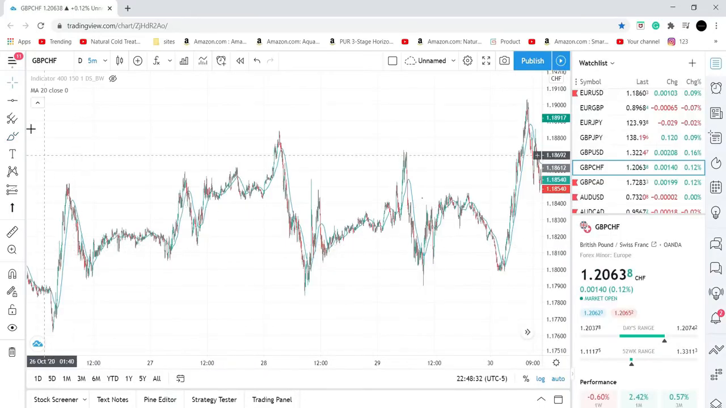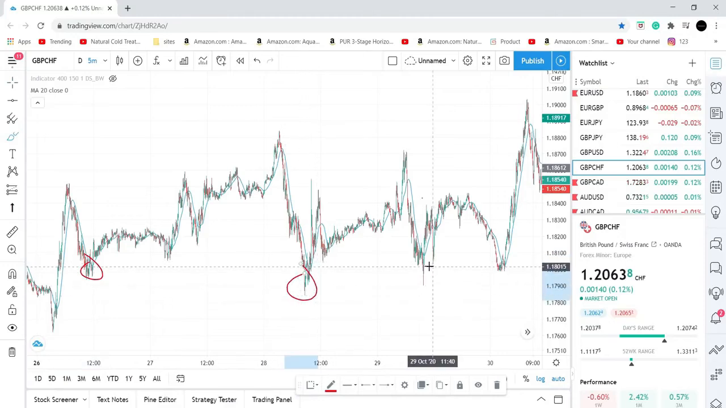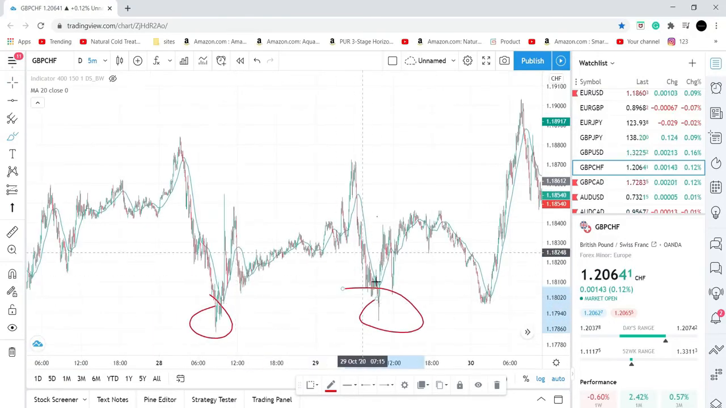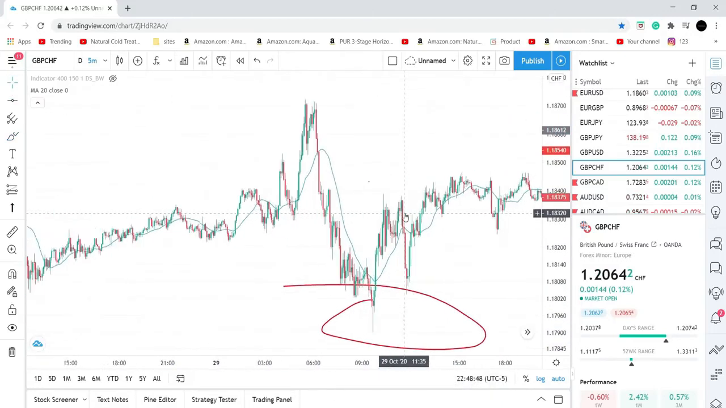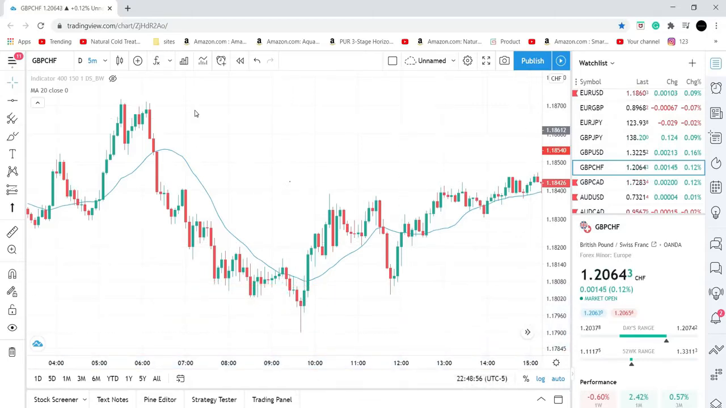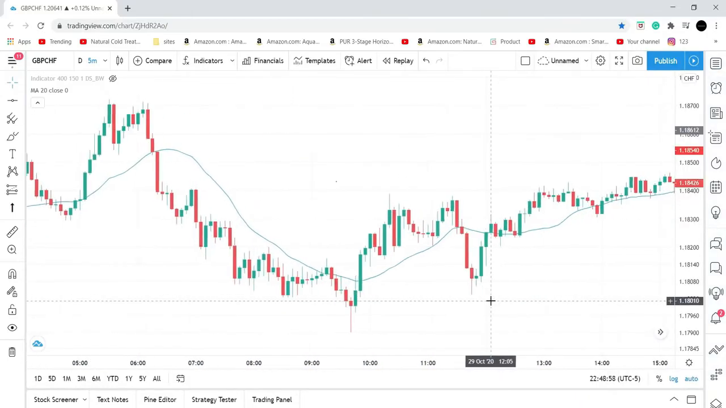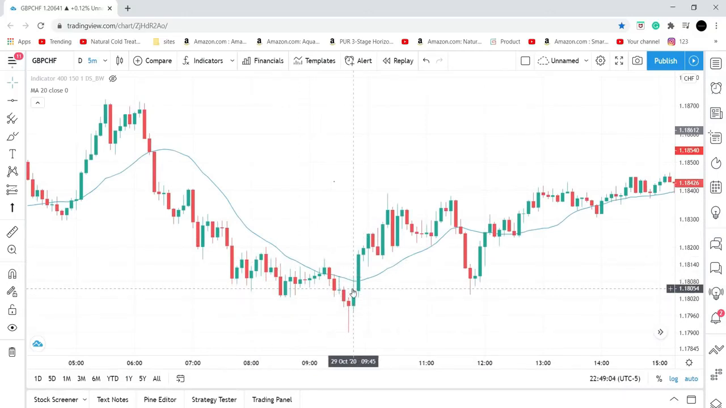Okay, so we're looking for support right here, and then we have another one right here. So when price came back to this support right here, we see a nice pin bar. So we want to get in when we see this nice pin bar right here. Let me zoom in a little bit better so you guys can see. You see we have this nice pin bar right here. All right, so when we get in, where do we want to get out? Remember, we have to know where to get out before we get in the trade.